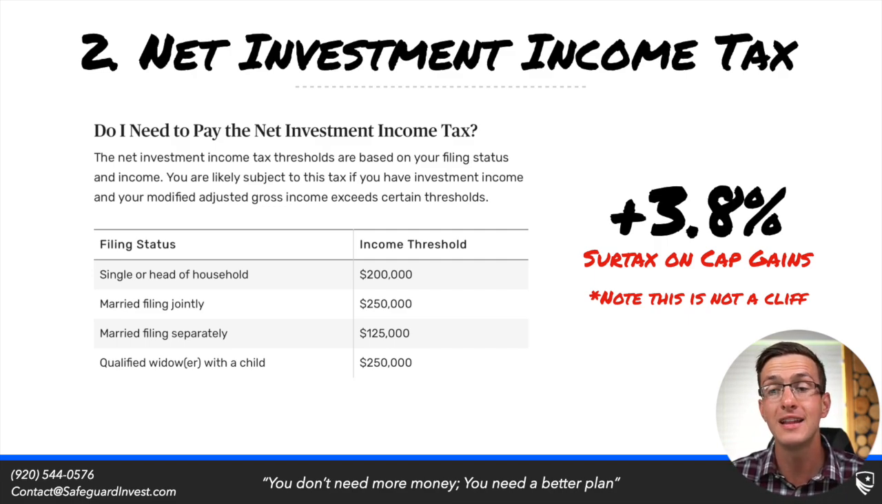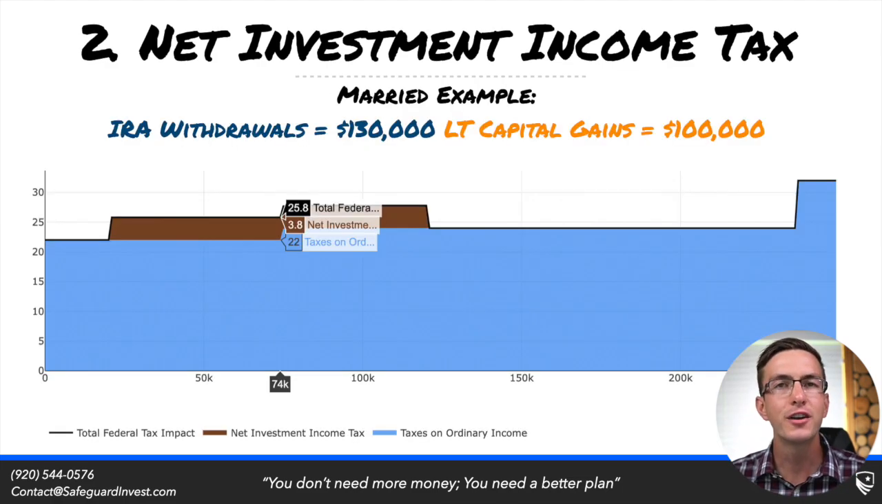Now, it's important to note this is not a tax cliff. It's just what capital gains are pushed above that $250,000 mark if you're a married filer and $200,000 if you're a single filer. And let's look at why it's important to make sure that we're calculating this in.